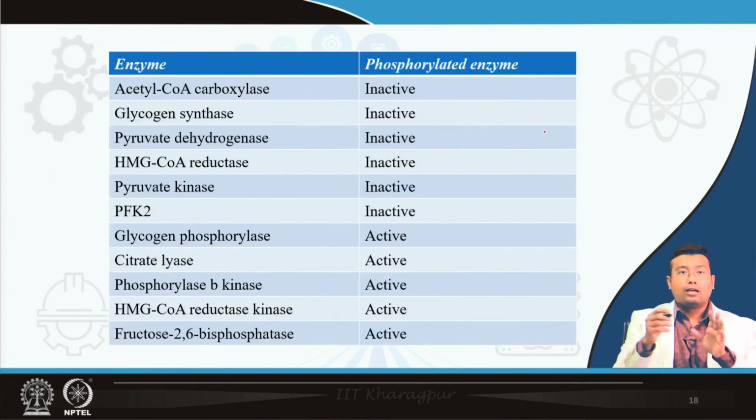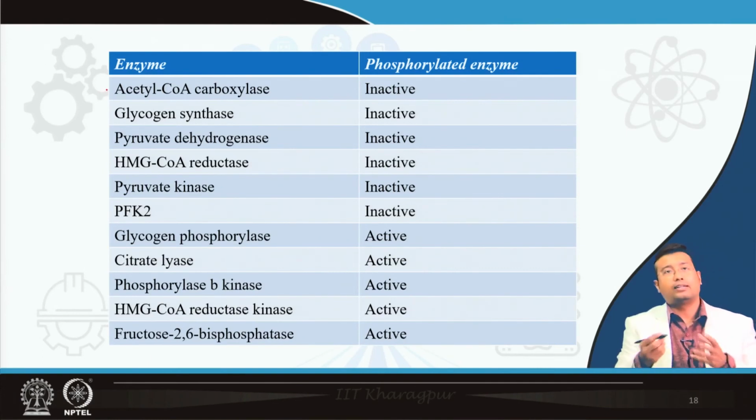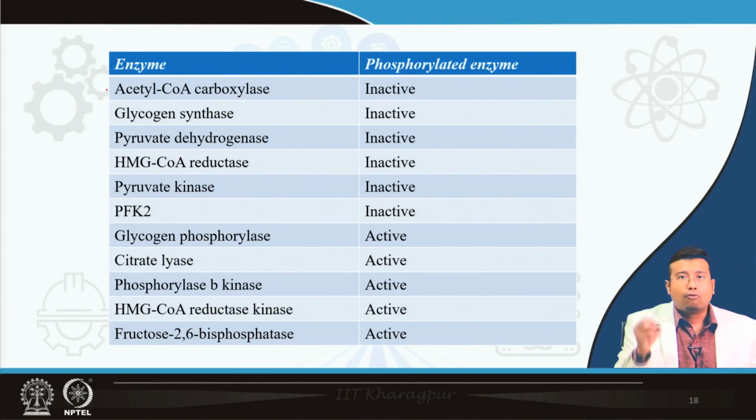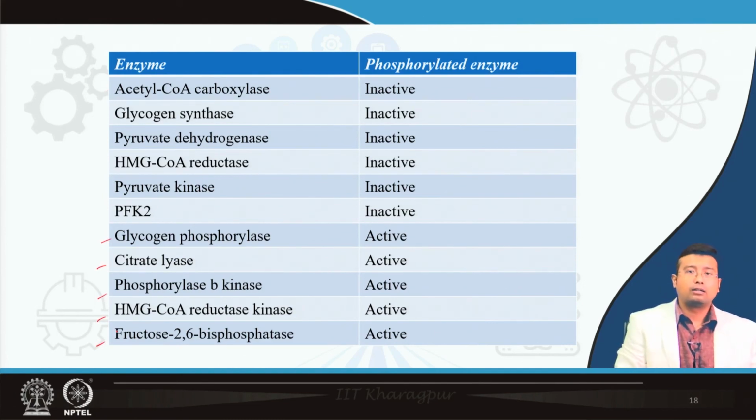So, an enzyme can be activated by addition of phosphate group, it can be deactivated by removal of phosphate group, it can be activated by removal of phosphate group, it can be deactivated by addition of phosphate group. Mind it. So, in this chart here are a few examples. For example, acetyl CoA carboxylase, fatty acid synthesis, glycogen synthesis. These are the enzymes that are inactive in phosphorylated state. Whereas these are a few examples of enzymes that are activated in phosphorylated state.